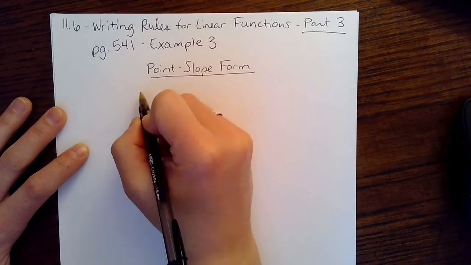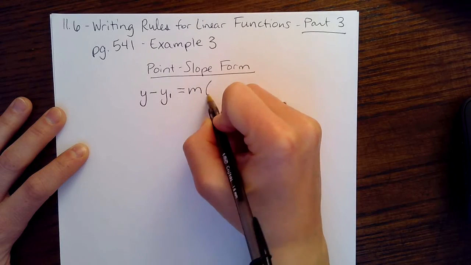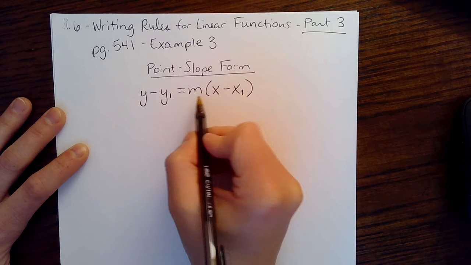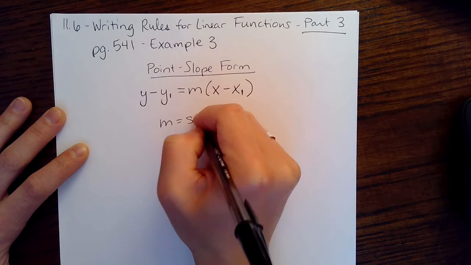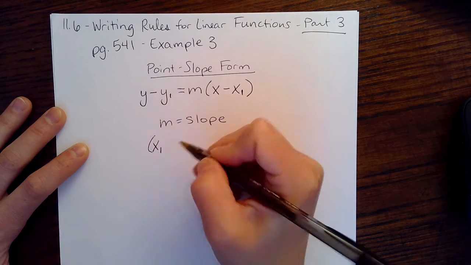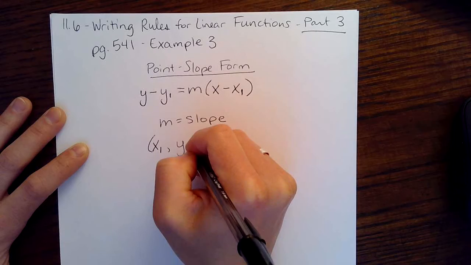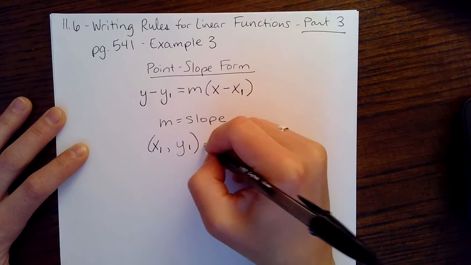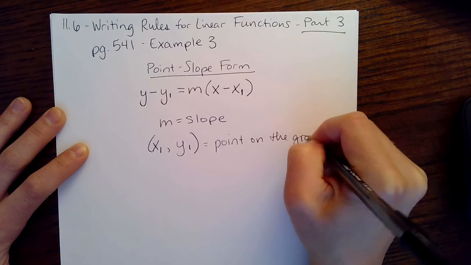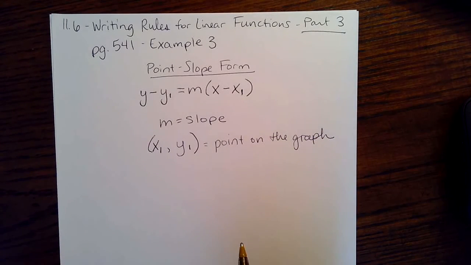So this is y minus y1 equals m times x minus x1, where the slope is m, again, and then x1, this x with a small subscript 1, y1 are any point on the graph. In this case, it's a little different because it doesn't have to be the y-intercept.